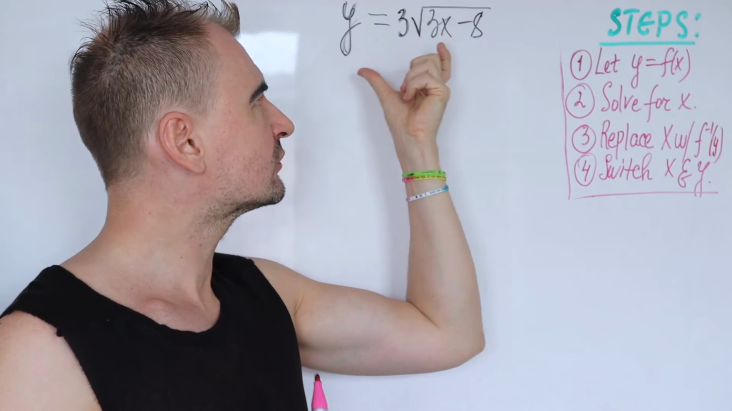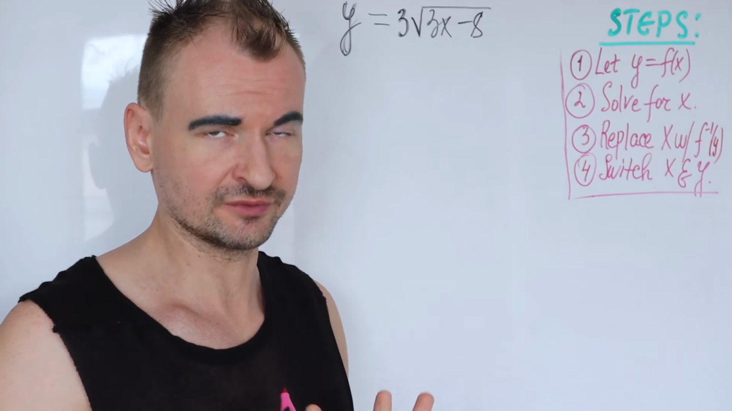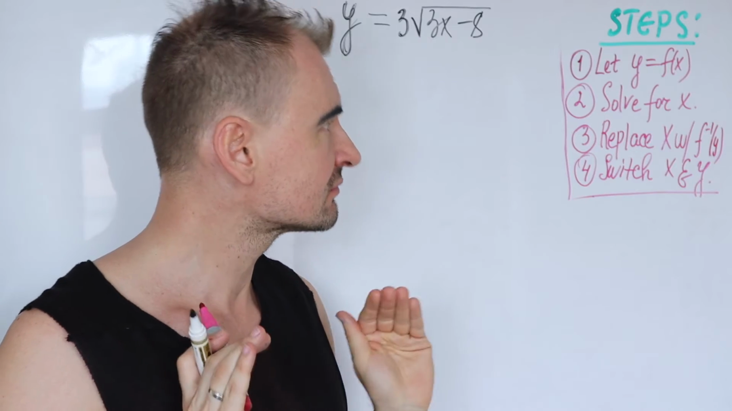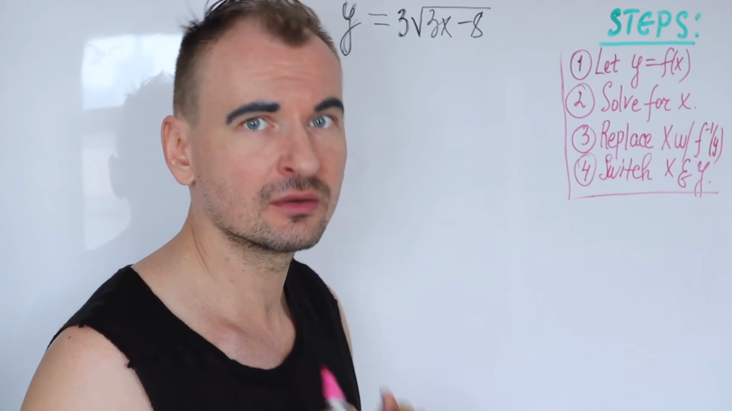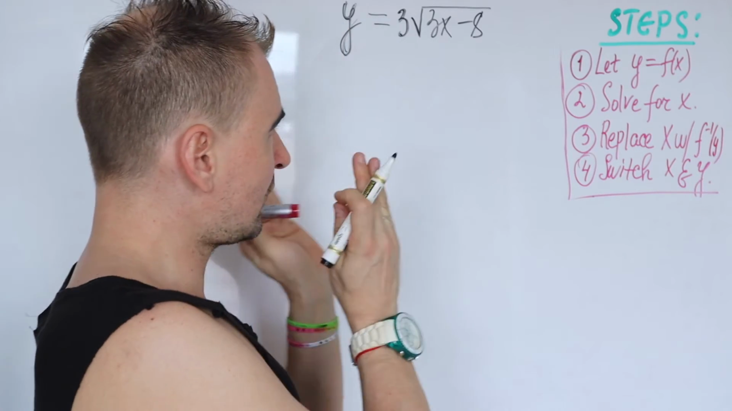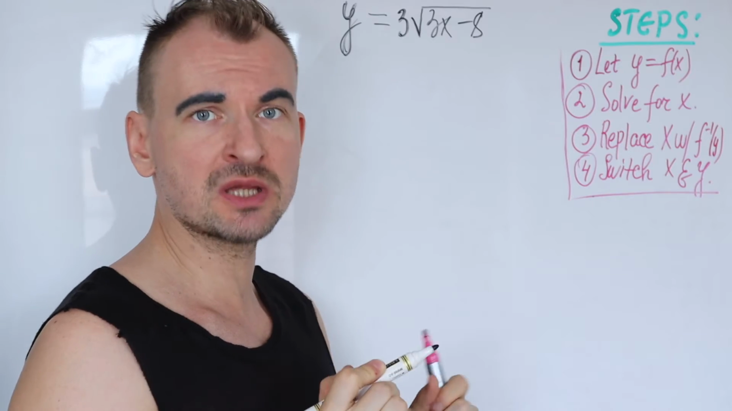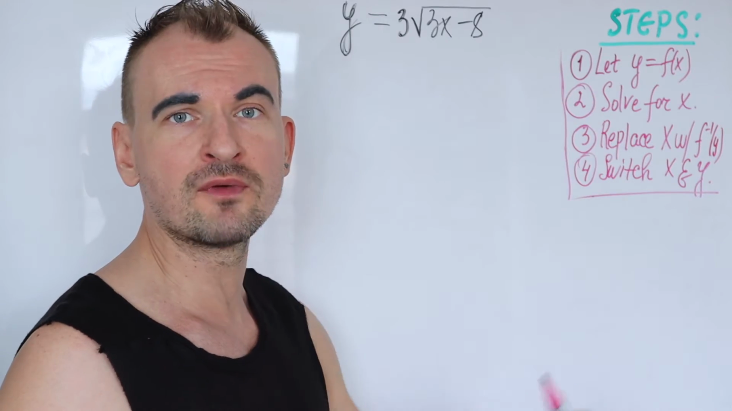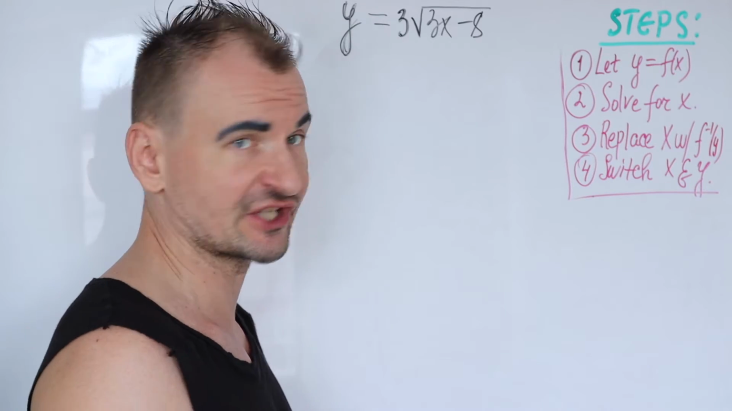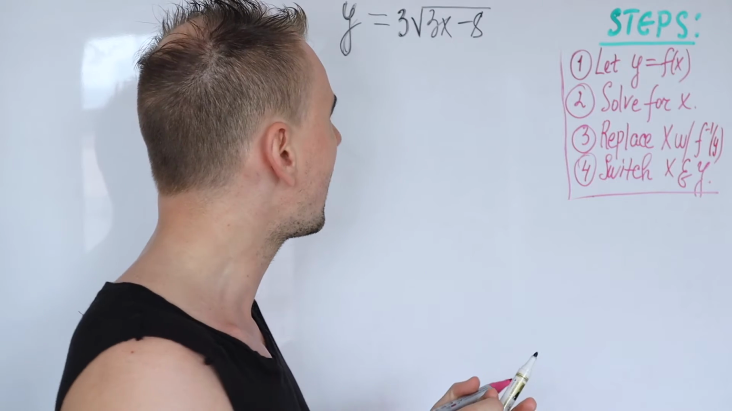The last one for today. This one contains a square root, but the same steps apply over here. You're already given y equals, so just simply skip over the first step and move to the second one. So solve for x.